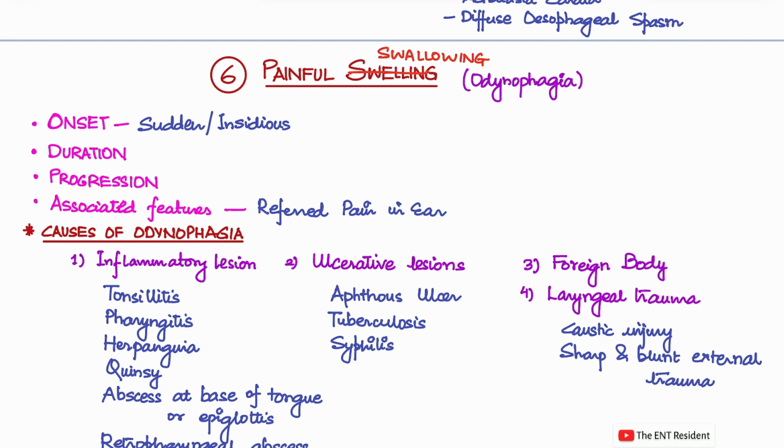And the causes of odynophagia can be divided into inflammatory, ulcerative, foreign body, or laryngeal trauma. Inflammatory causes could be tonsillitis, pharyngitis, quinsy, abscesses at the base of tongue or epiglottis, retropharyngeal abscess. Ulcerative lesions could be aphthous ulcer, tuberculosis, syphilis, foreign body, or laryngeal trauma.